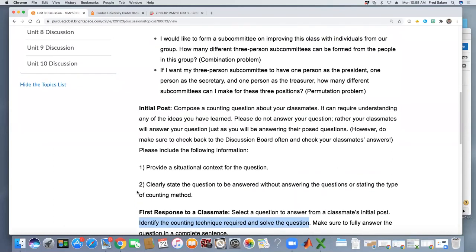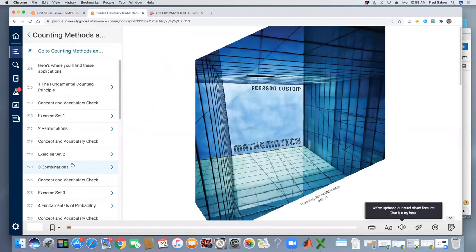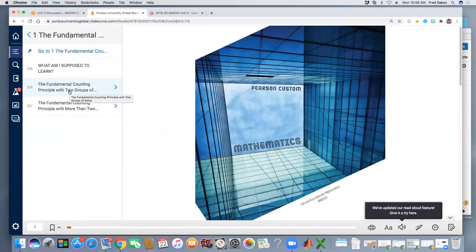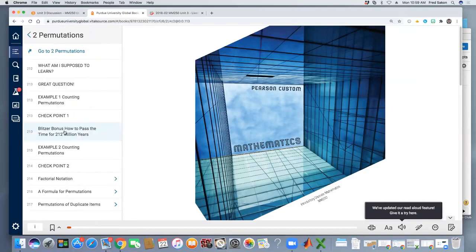Now, how can you come up with other ideas other than just these examples that are posted in the discussion instructions? Well, some ideas are to click on your digital book and go to the chapter about counting methods and look through these sections. Fundamental counting principle. That could be the type of counting technique for which you pose a question. Or maybe you want to pose one about permutations. Look through, see there are some examples about permutations, example 1, example 2 here. So you can take a look at those.